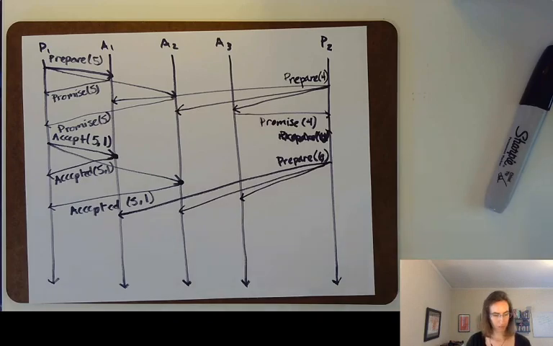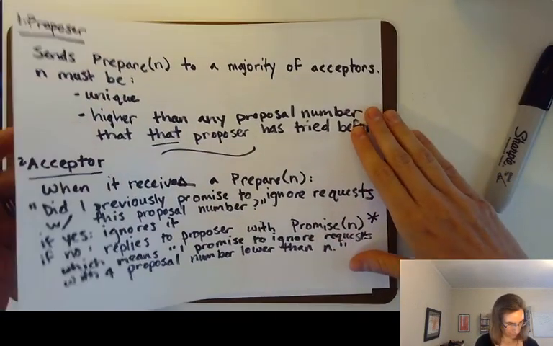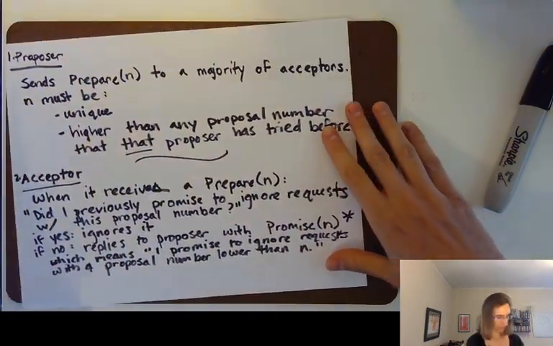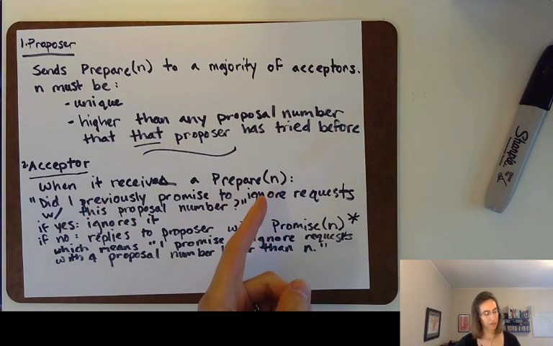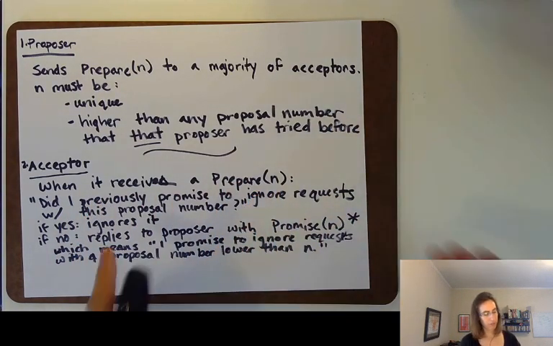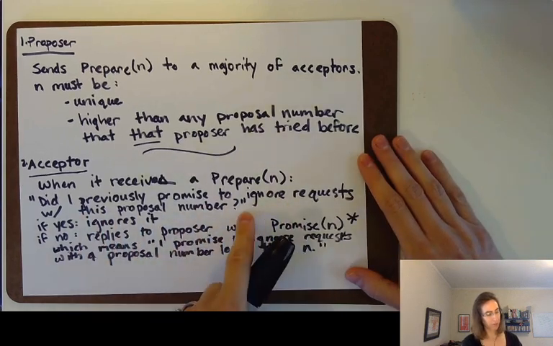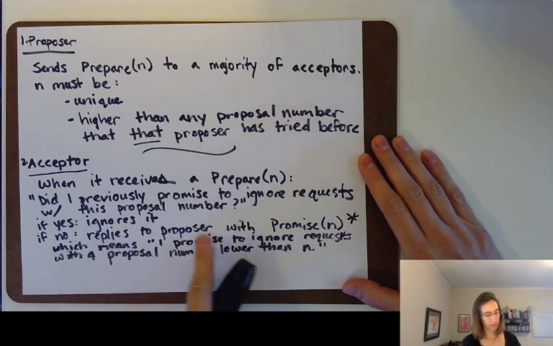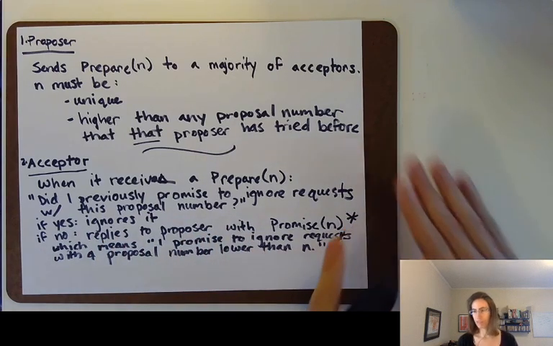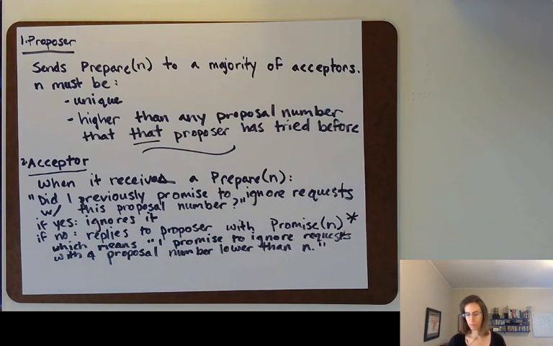So here's what we said before. When the acceptor receives a prepare n message, if it previously promised to ignore requests with a proposal number, if yes, it ignores it. If no, we said it replies to the proposer with promise n. But this is the case that we have to fix, because this is the case where the acceptors have already actually sent those accepted messages.